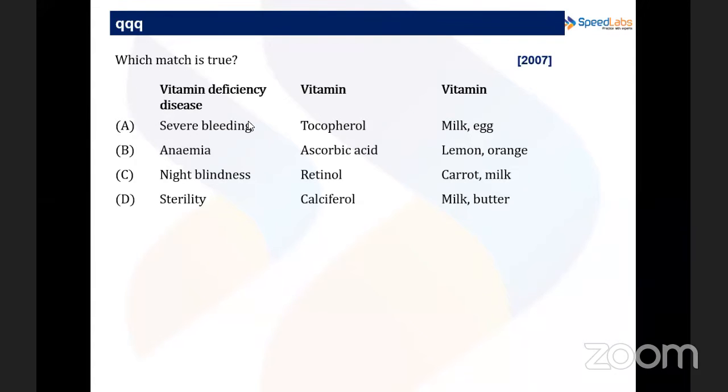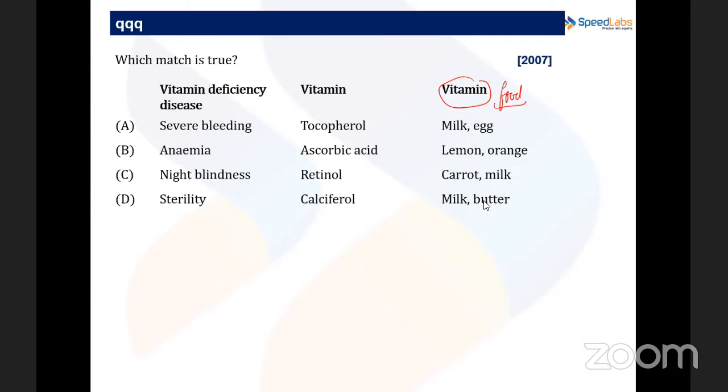Option A is severe bleeding, vitamin tocopherol, and the food intake is milk and egg. Option B, anemia, by vitamin ascorbic acid, and the food intake is lemon and orange. Option C, night blindness, vitamin retinol, and the food intake is carrot and milk. Option D, sterility, vitamin calciferol, and food intake is milk and butter.